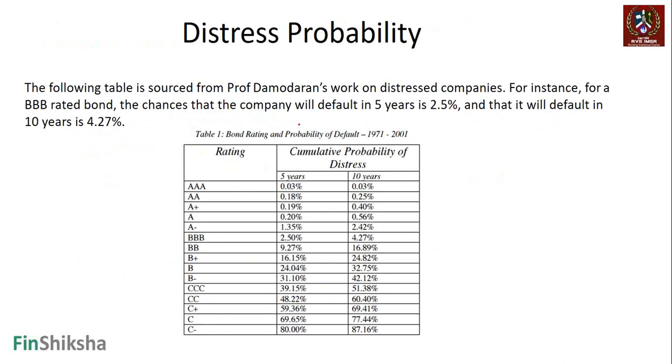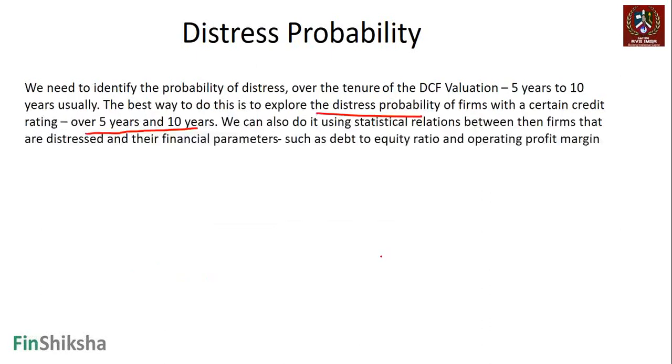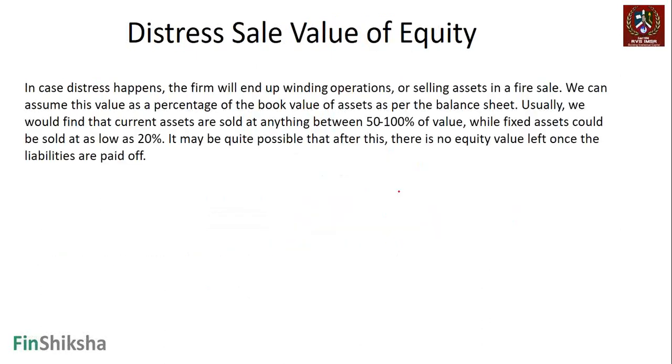Professor Damodaran has done some work on this, and he's found data about distressed companies, and he said that given a certain rating, let's say B, the chances of default in the next 5 years are 24%, and in the next 10 years are 32%. So I can identify the credit rating of the company, and based on that, I can assign a certain probability of default and put that in that formula, right? The next part is essentially the distress sale value of equity.